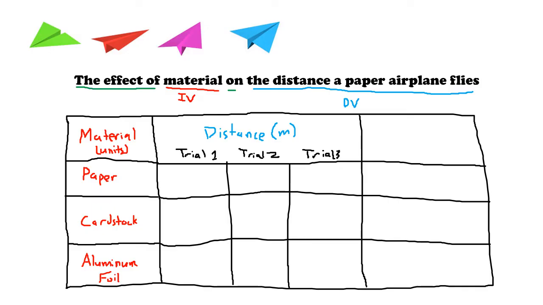And finally, in the last column, we want to have space to put average. So we'll calculate the average distance each airplane flew. And that will be in meters as well. And so anytime you set up a data table to collect information from an experiment you're doing in this class, you want to make sure you set up the table just like this. It's nice, clean, easy to read, and has all the different parts of our experimental design represented.